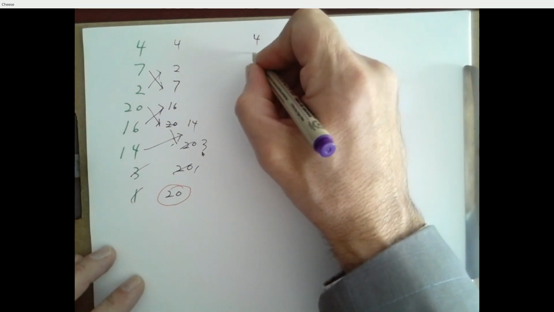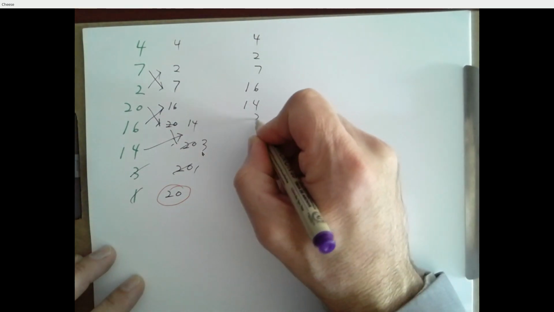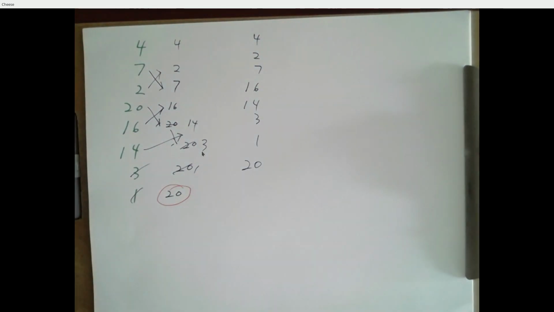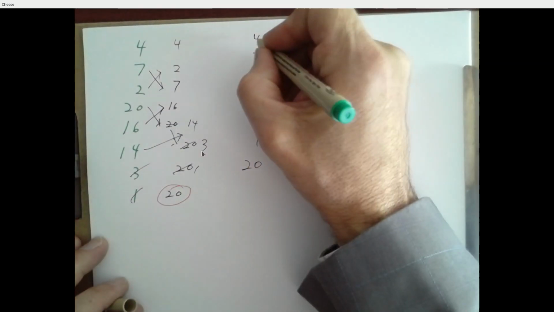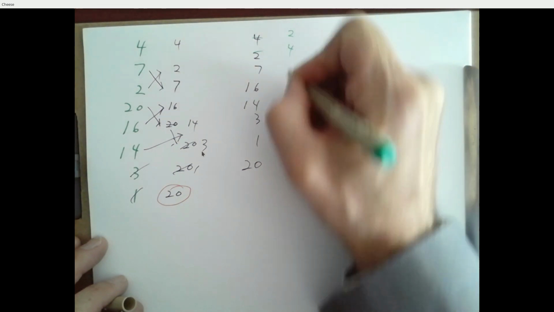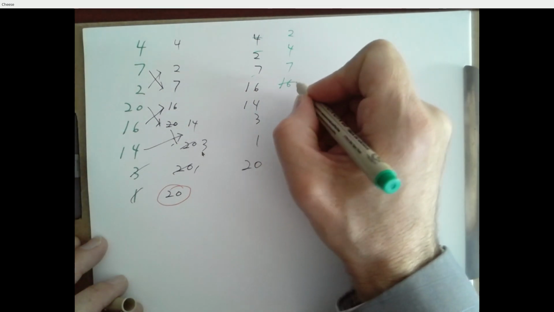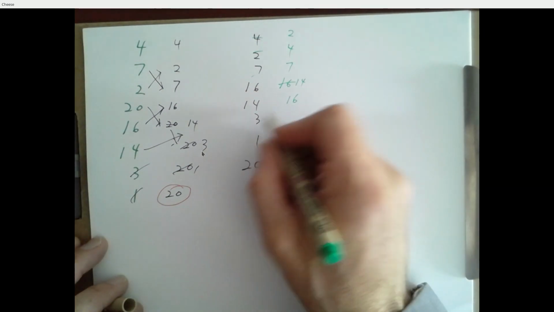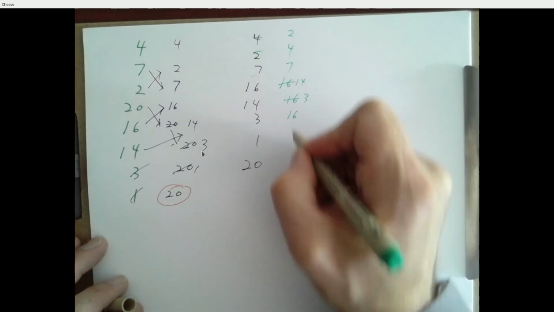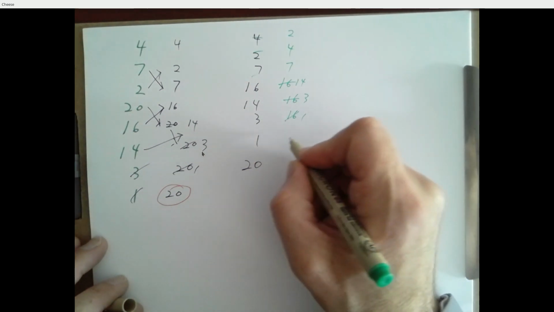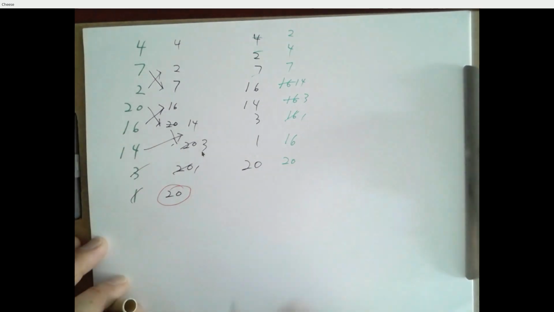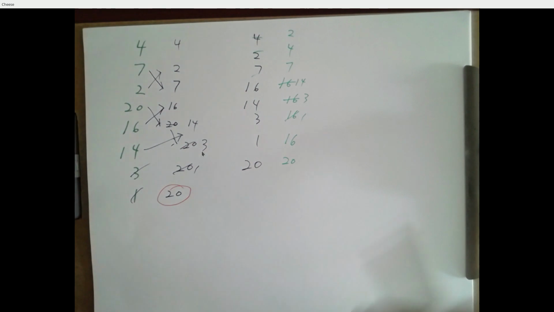And let me clean up our list of numbers. All right, so there's our numbers. And we just do the same thing again. So we compare 4 and 2, and those are in the wrong order, so we swap them. And 4 and 7 are fine, 7 and 16 is fine. 16 and 14 are out of order, so this becomes 14, 16. 16 and 3 are out of order, so we swap those. 16 and 1 are out of order, so we swap those. And our 20 stays where it is. And now the second highest number is in the second position from the end.